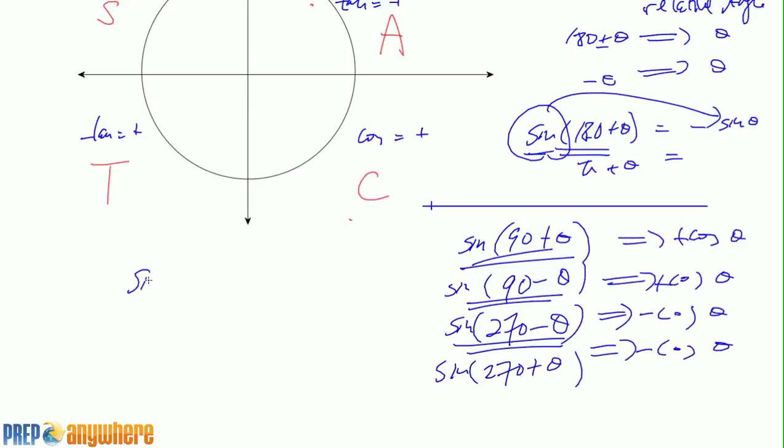Okay? So look, sine changes to cosine. Cosine changes to sine. And tangent changes to cotangent. When we're talking about cofunctional properties. Okay? Cofunctional properties.